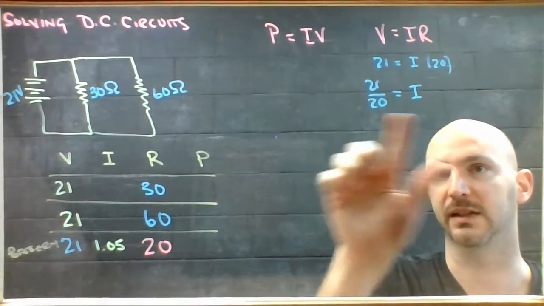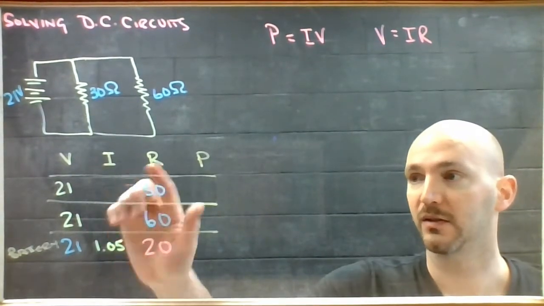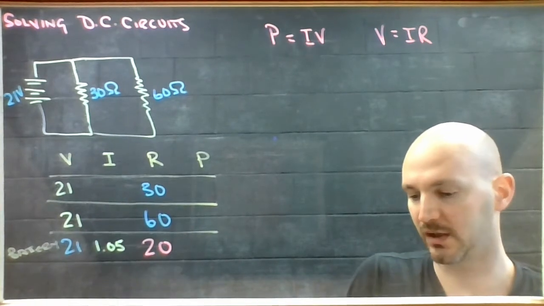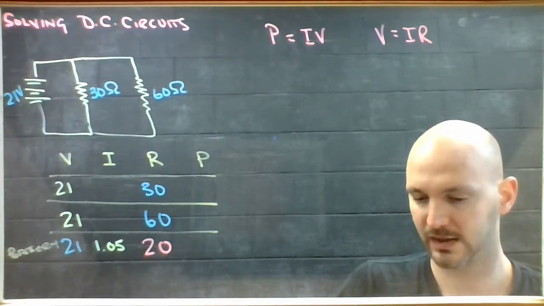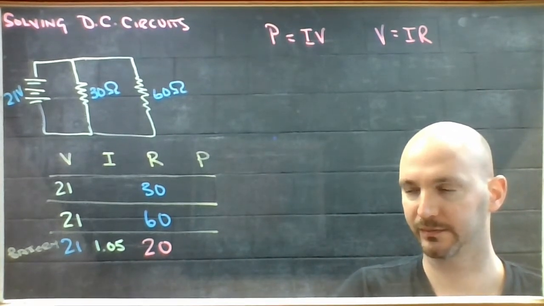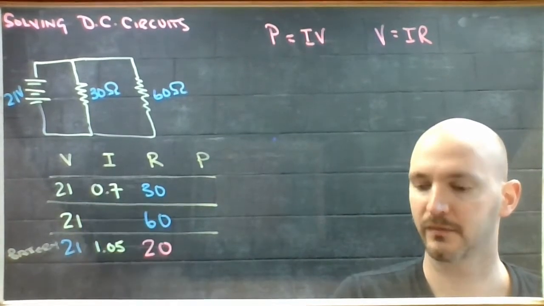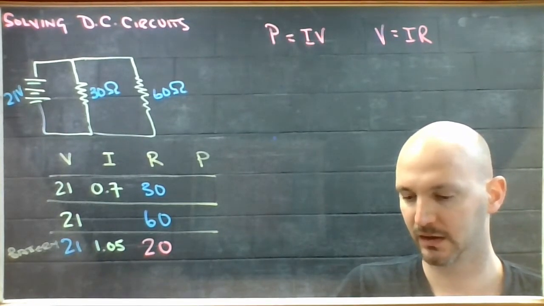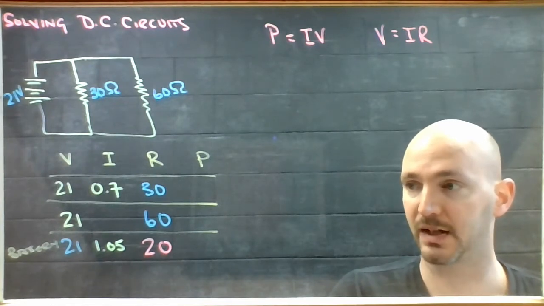So I don't need this anymore. Get it off my face. There we go. So I need to do voltage divided by resistance to get current. So 21 divided by 30 gives me 0.7. And 21 divided by 60 is 0.35.